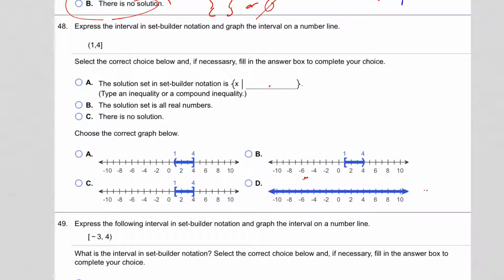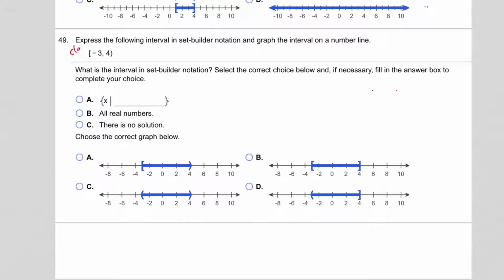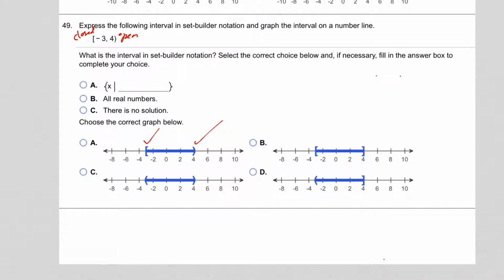Okay, number 48. Set builder notation. Okay, so this is open on the left. This is closed on the right. Okay, because the parentheses means open, bracket means closed. So we're looking for one that has open on the left and bracket on the right. Okay. 49, closed on the left, open on the right. So closed on the left, open on the right. All right. If you get two of the same type of picture, make sure it's on the right number.